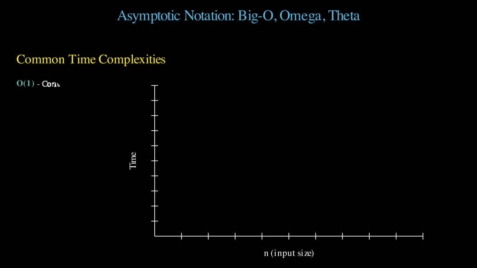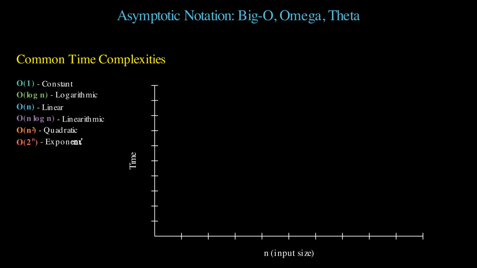Constant time operations take the same time regardless of input size. Logarithmic grows slowly, linear grows proportionally. Linearithmic is common in efficient sorting algorithms. Quadratic involves nested loops, and exponential grows explosively and should be avoided when possible.